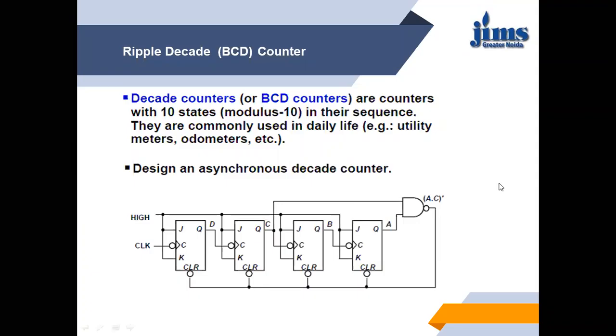So here comes 1010, that is 10. I have taken one output from A and one from C, and I have used a NAND gate. Whenever 1010 occurs, the output of the NAND gate will be 0 and it will clear the flip-flops, and again it will start from 0 up to 9. So the logic is what we have discussed in the previous slide. The same logic is used here. We have to clear the flip-flops whenever a temporary state occurs in the asynchronous circuit.